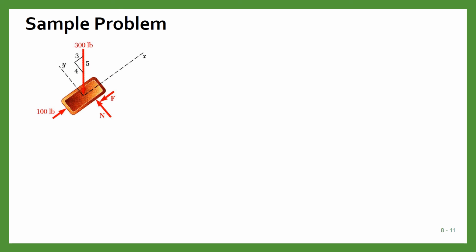So this is the free body diagram of the problem. The weight will act vertically downward, N is normal to the surface, and this is the applied force. Because the force is applied in this direction, we are supposing that the motion will be in this direction, so the frictional force will be opposite to this, in this direction.